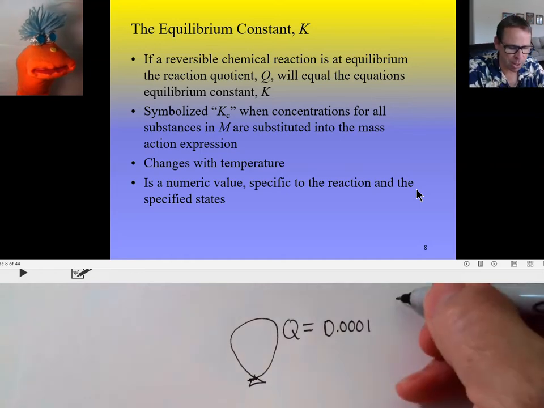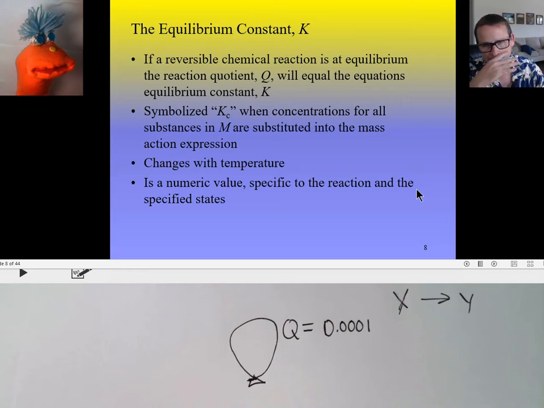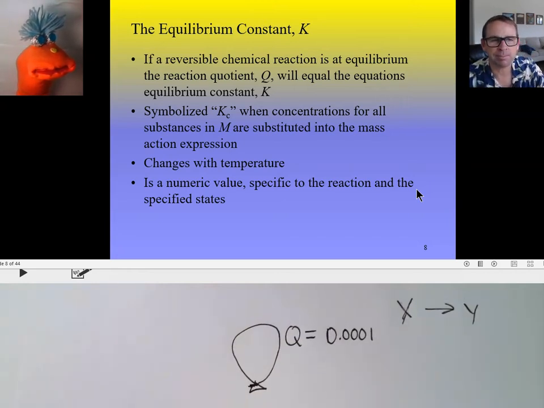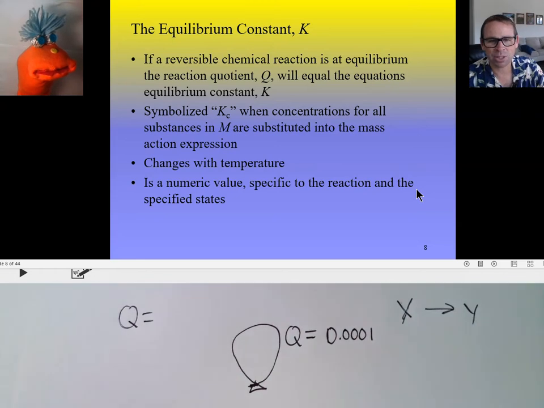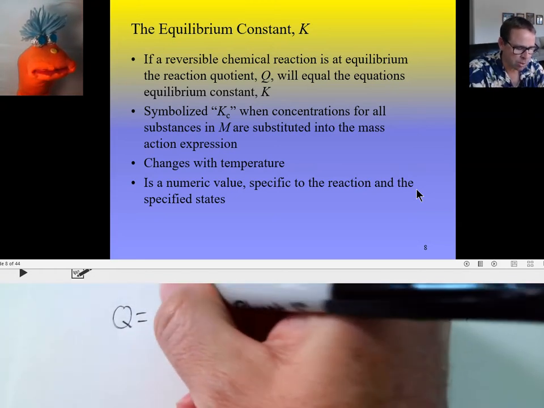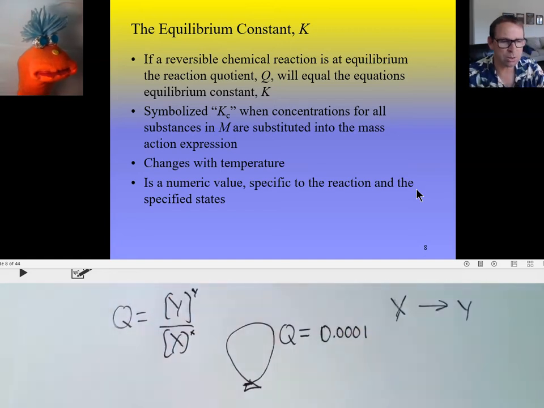Now, if I have a Q value of 0.0001, what does that mean about reactants to products? I don't know what the reactants and products are for the reaction, so let's just make something up. But if I have a very low Q number, what does that mean? I can't remember what a low Q number means. Well, remember, the Q mass action expression is products, which in this case is Y, over reactants, X, their concentrations raised to their coefficients, which looks like 1 here, but whatever they are.